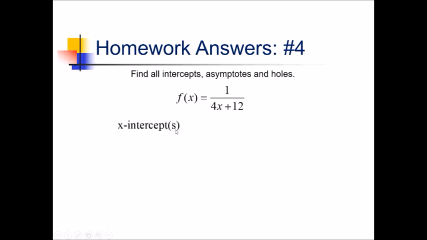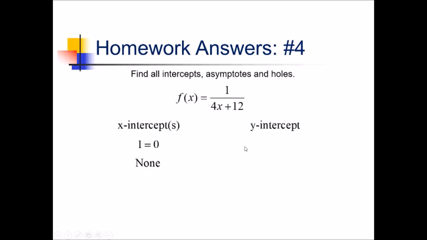X-intercepts, those are going to be what I get when I set the numerator equal to 0 and solve it, but the numerator is just 1. I mean, I could write 1 equals 0, but that's not even true. 1 does not equal 0. So since there's no variables in the numerator that could make the numerator 0, the numerator can't be 0. That means I can't zero out the fraction, and there are no x-intercepts.